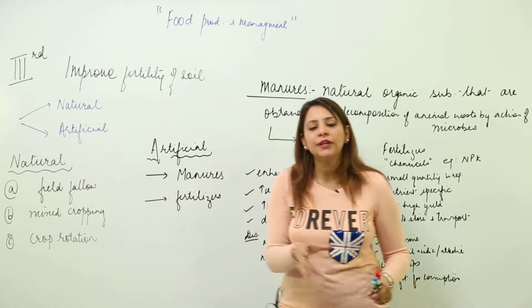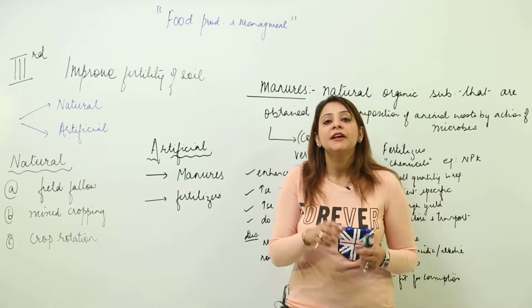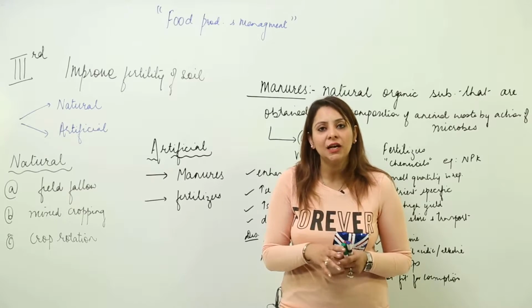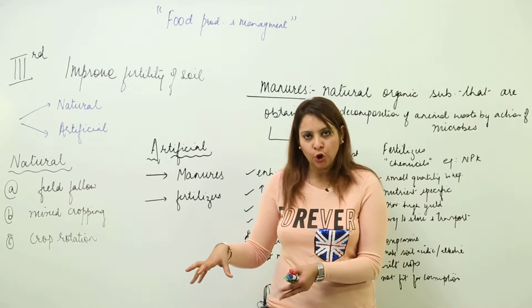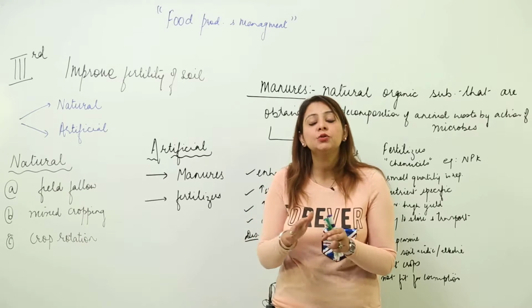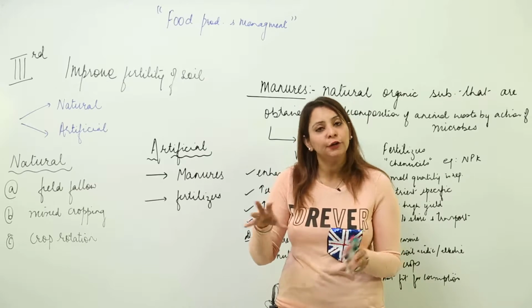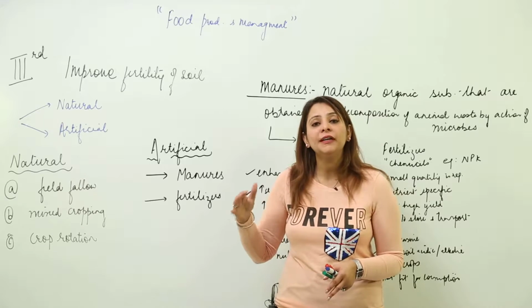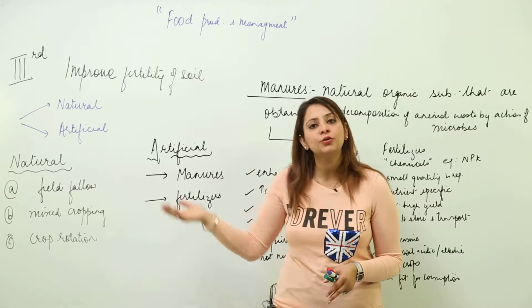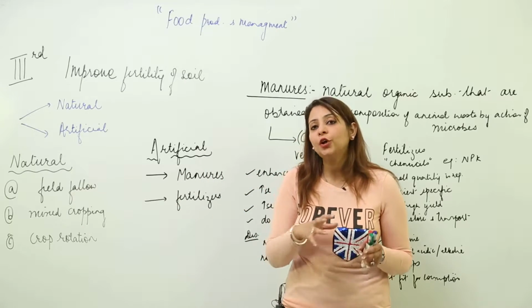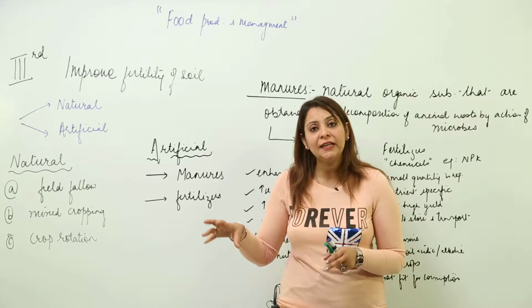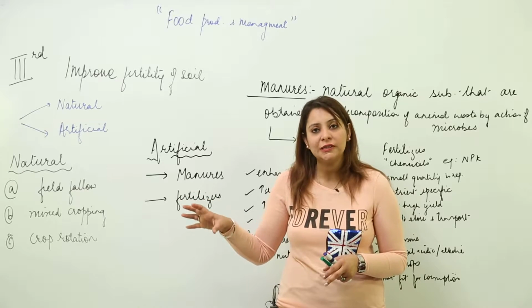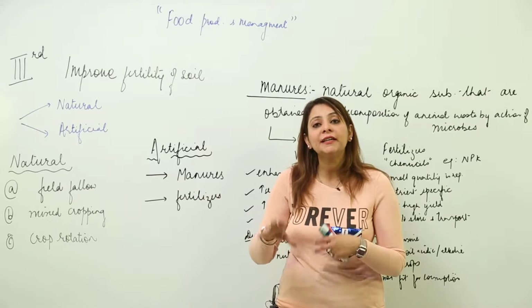So what do we do in a field fallow? Field fallow means keeping land uncultivated for one or more seasons. Suppose you have sown some kind of crops. After harvesting, please do not plant any kind of crop in the soil. Just keep it fallow for 1 or 2 seasons. If you are not growing any crop and you are just leaving the land fallow for 1 or 2 seasons, then it will get time.